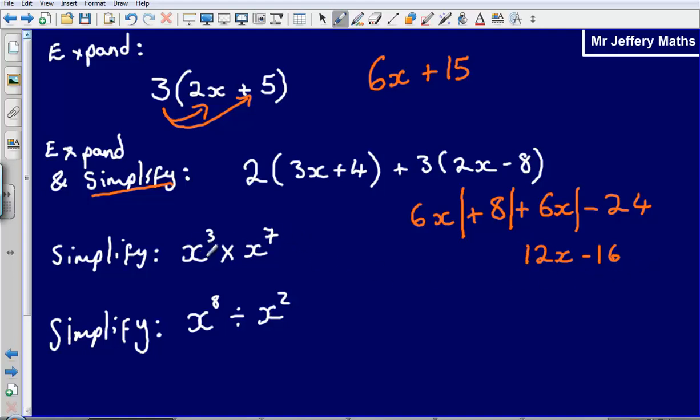Here we're asked to simplify x cubed multiplied by x to the power of 7. That's going to give us x to the power of 10. Simply add the powers when we are multiplying. And then x to the power of 8 divided by x to the power of 2, that's going to give us x to the power of 6. If we're dividing, we simply subtract the powers.